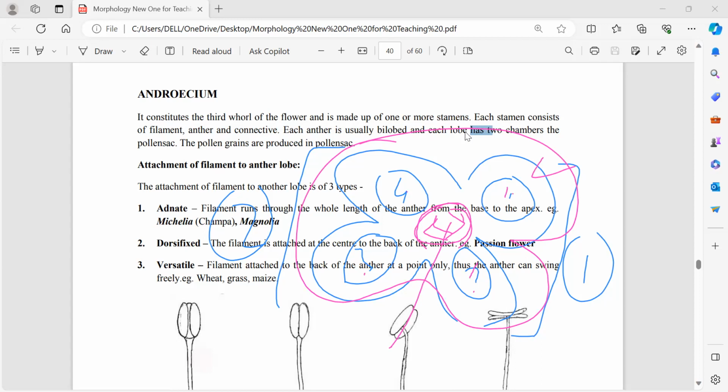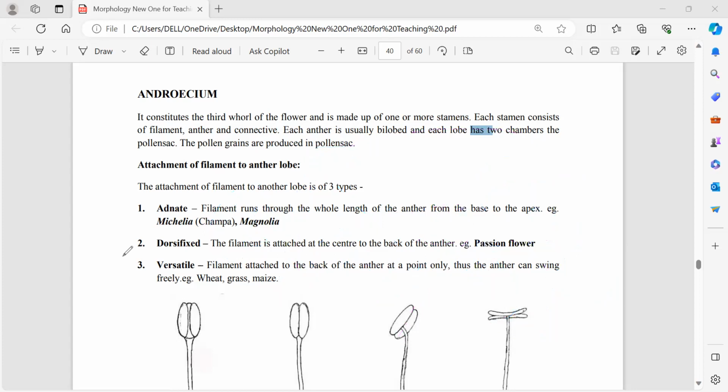Has everyone understood the anther? What is now anther? Is anyone understanding? Yes, sir.